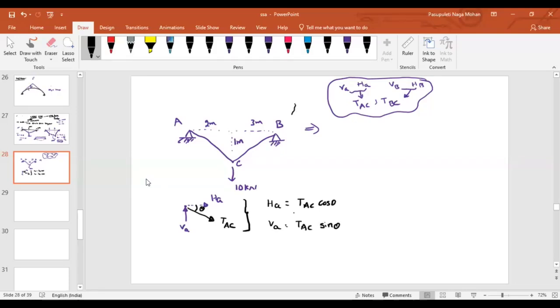Similar to support B also, right? So if I can find the TAC and TBC, I can find the support reactions. Now tell me, how can I find out the forces in these two members, or how can I find the forces of member TAC and member TBC? Can you give me an idea? How can I find them?